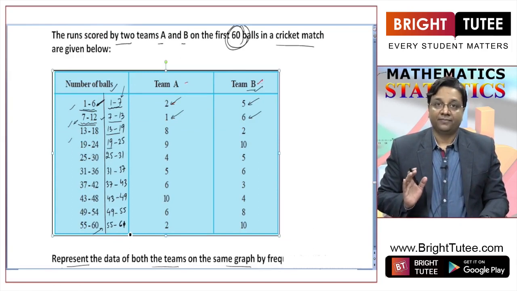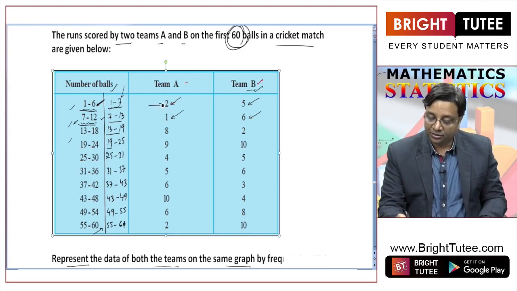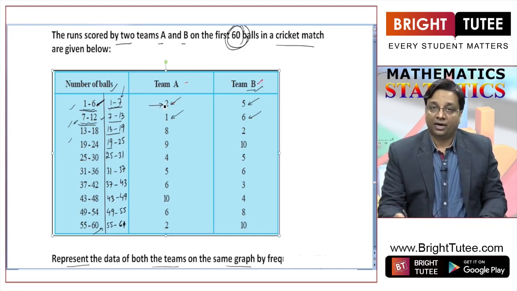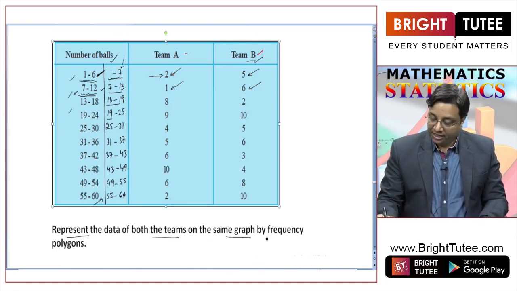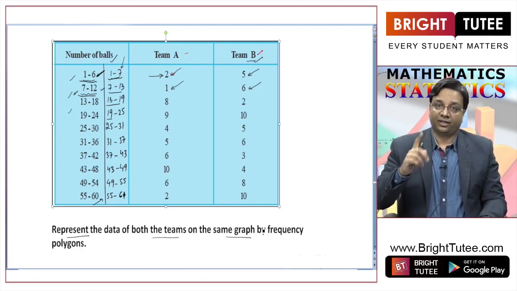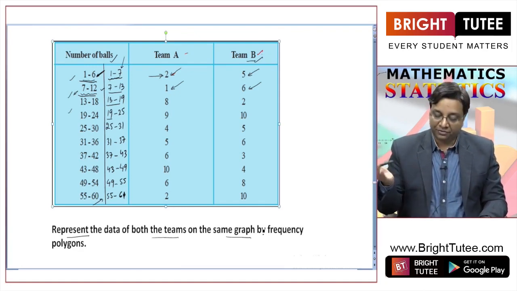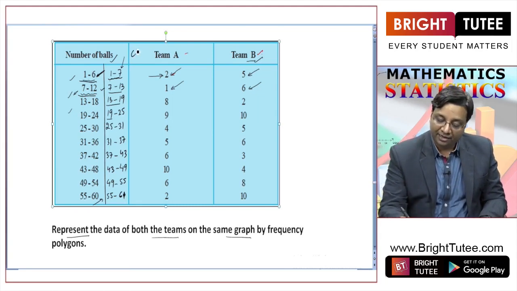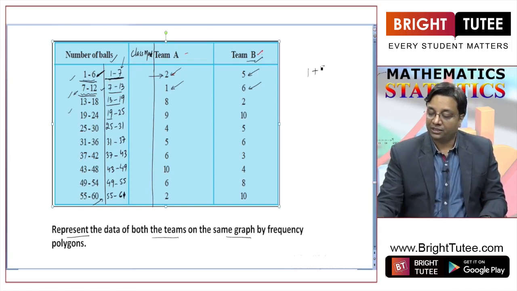Now our graph will be okay. For 1 to 7, the frequency or the runs scored for team A is 2. How do we represent it? If we had to make a histogram, we could have directly made the histogram and then drawn the frequency polygon from that histogram. One of the ways is this. Second way is to draw the frequency polygon directly, which we did in the previous question also. For that, I would require class mark. And what is class mark? It is the upper limit plus lower limit divided by 2. In this case, lower limit is 1, upper limit is 7.